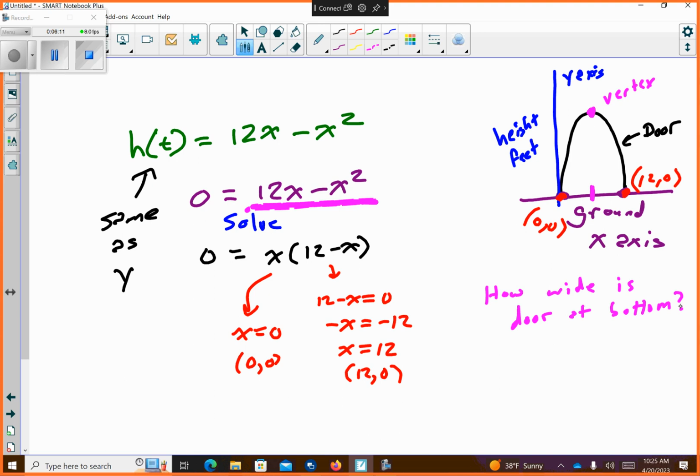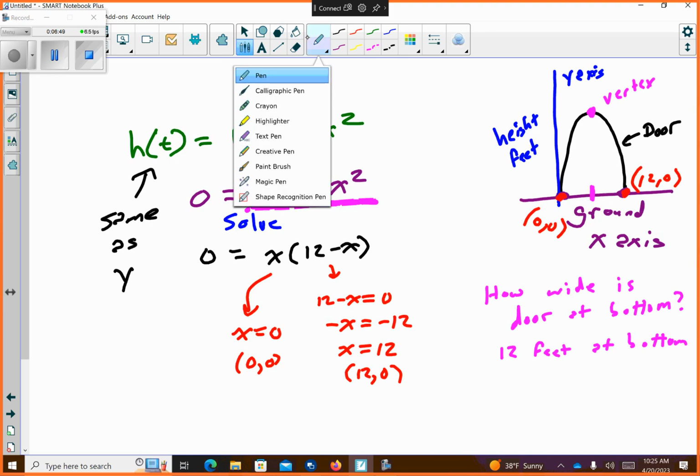Do I know how wide things are? Do I know 2 points? Did I find 2 points? What's one of the points I found? 0, 0. And what's the other point? 12, 0. From 0 to 12 is how big? How far is it from 0 to 12? 12. Okay. So the door is 12 feet at the bottom.